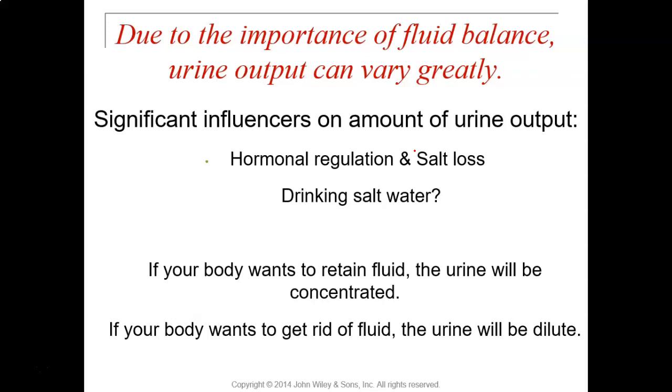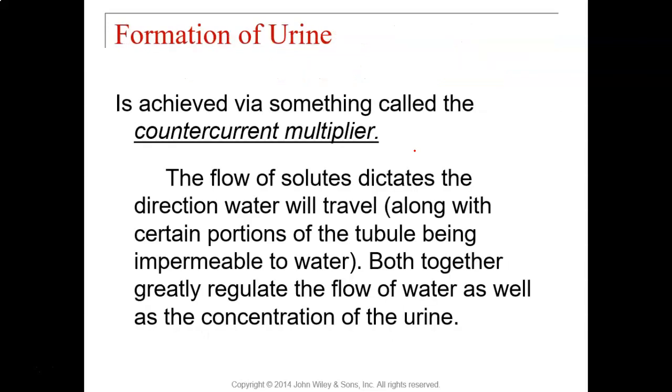So that's the biggest influence, how much salt is actually lost through the urine. If you want your body to retain fluid, the urine will be concentrated. If you want to get rid of fluid, the urine is going to be dilute. So up to this point, we've been talking about something called a countercurrent multiplier. I never actually used the term before. But we see the flow of solutes dictates the direction of water. Both together greatly regulate the flow of water as well as the concentration of the urine.